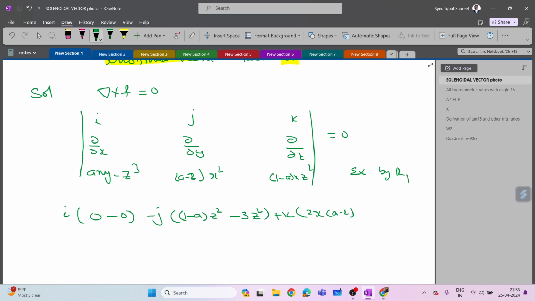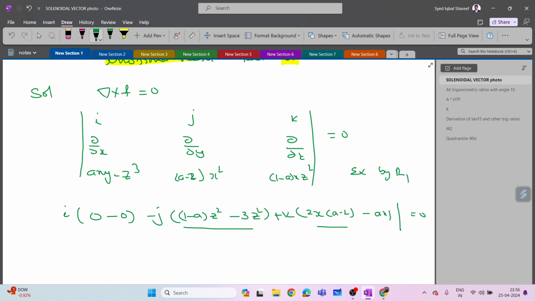Then dou by dou y, this is y means ax. Dou by dou x is this thing, 2x square. This is y means minus ax. Minus ax. This should be all equal to 0. i minus i is 0. So now this should be equal to 0.